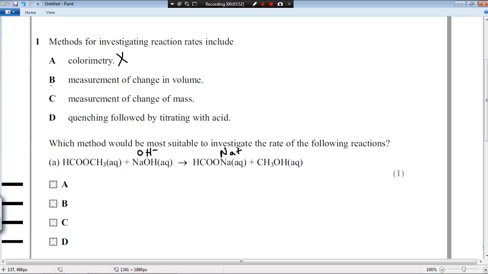Okay, so let's look at measurement of change in volume. Since these are all liquids, the change in volume is negligible. So change in volume, we use this in gaseous substances. If there is any gaseous substance present, we will use change in volume. So this option is also cancelled out since there is no gaseous substance present. Okay, the reason is no gaseous substance present over here.